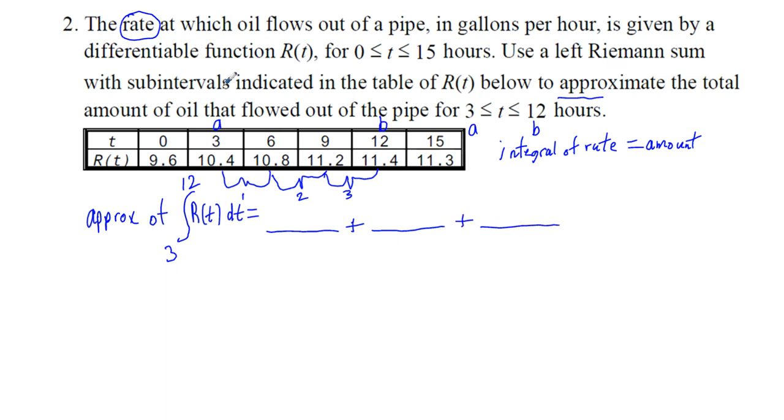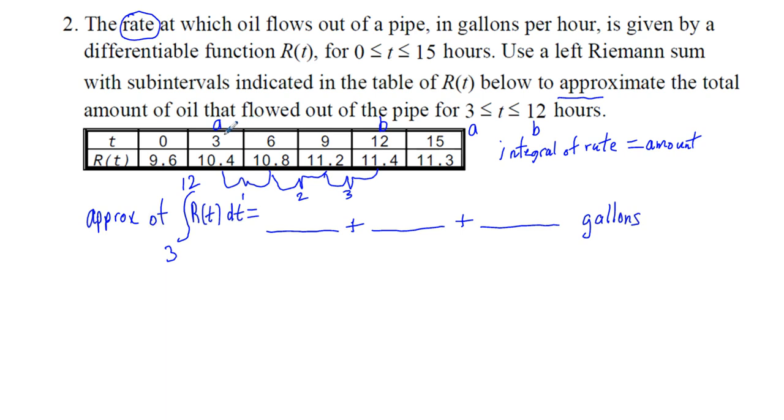And then it says to eliminate the rate, you need to integrate. So we have a rate that oil flows, and it's going to be in gallons per hour. So the integral of rate is an amount. So we're going to have a number of gallons, okay, after we've integrated the rate. So that's our units.